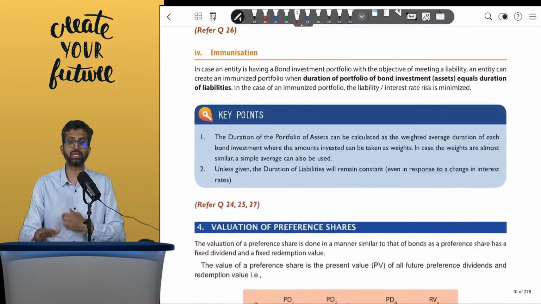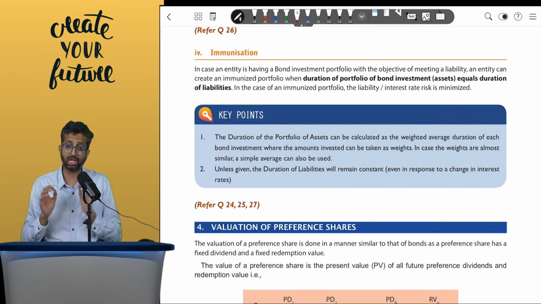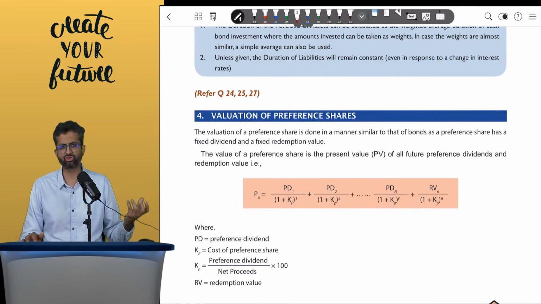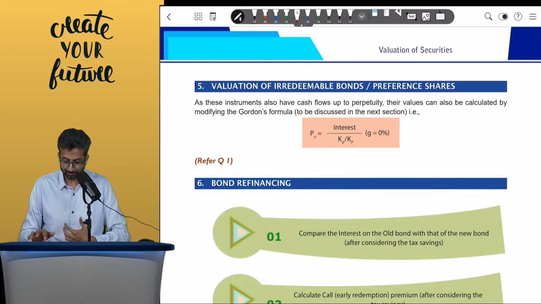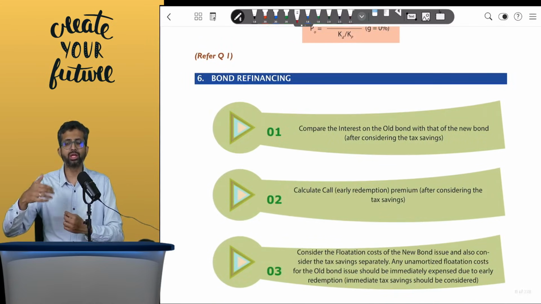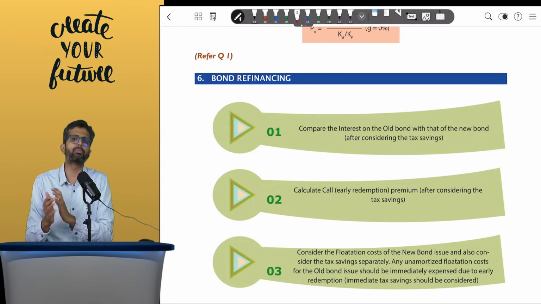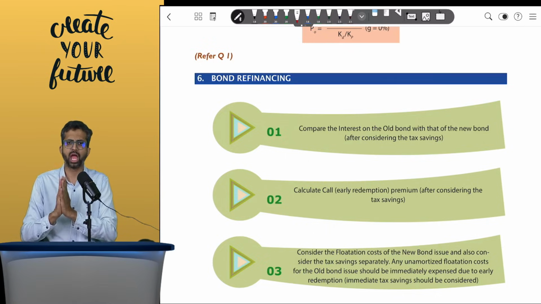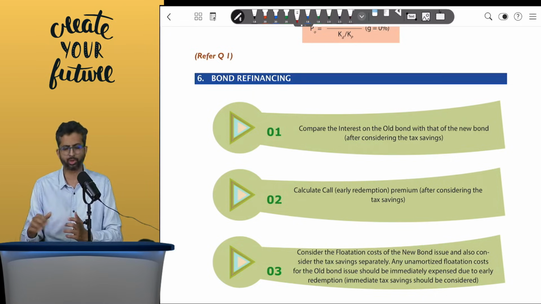Next, you go to immunization. It is a process of interest rate management where the duration of bond assets should equal the duration of bond liabilities. That is called immunization. Valuation of preferences follows the same pattern as that of debentures or fixed income instruments, and hence these are the present value of future preference dividends and redemption values. Bond refunding cases, where you will probably repay the existing bond by taking a new bond, in which case you will consider the incremental cash flows or cash interest savings on this transaction, consider the flotation cost, call premium, etc., including the tax effects, and find whether it is worthwhile to retire a bond or not. Multiple different alternative presentations can be possible for this particular case.